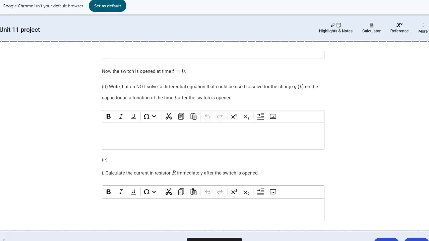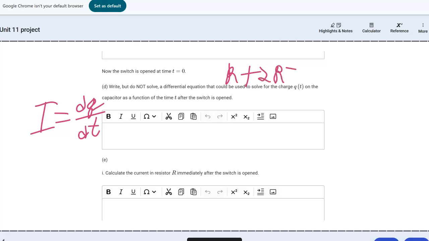Write but do not solve a differential equation. Well, for this, you need to know that I is dq over dt, and the capacitor would discharge through R plus 2R, which equals 3R. And Q equals CV.